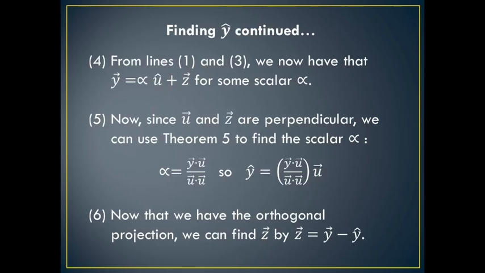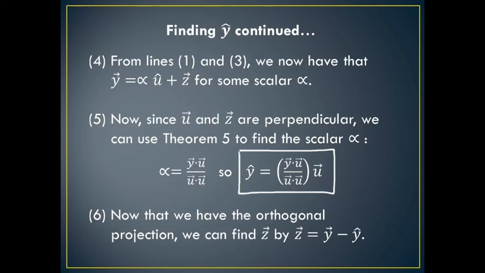Now, since u and z are perpendicular, we can use theorem 5 to find the scalar alpha. So we have alpha equals y dot u over u dot u. So y hat is equal to y dot u over u dot u times u. So that's scalar times u. So this is basically the formula you need to know in order to find y hat.